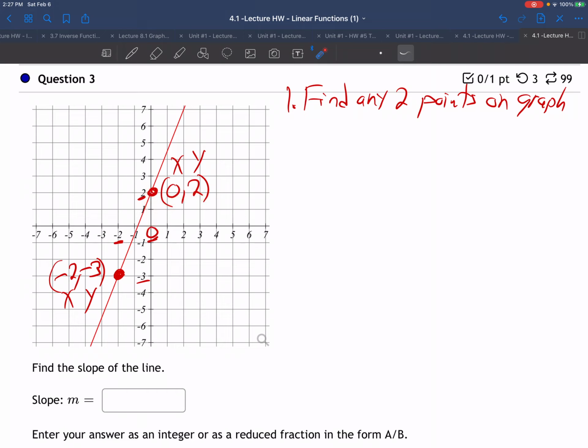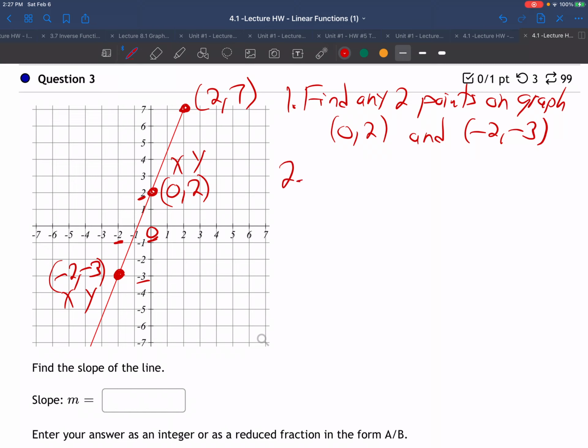So there's our 2 points. Let me bring them back. So we've got 0, 2, and -2, -3. You could pick any 2 points. Those were just the two I could see easily. I could have picked this one also. This one would have worked also. This is over 2, up 7. Yeah, that's another clear one that's crossing on the line. Okay, so what is the slope?